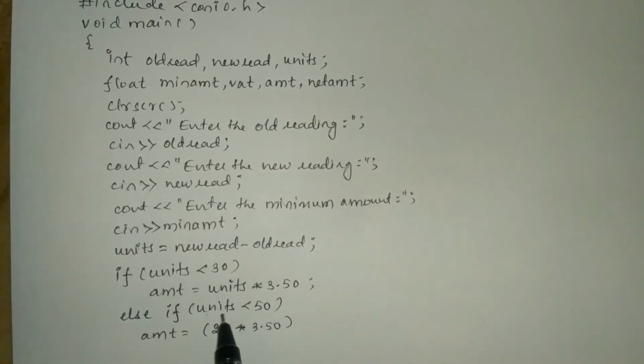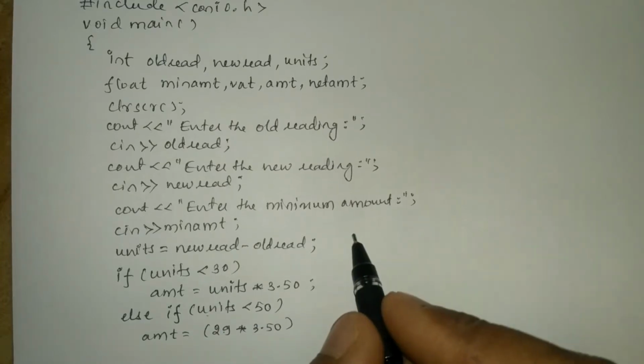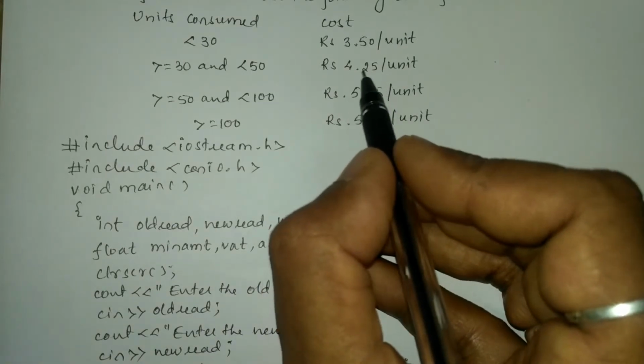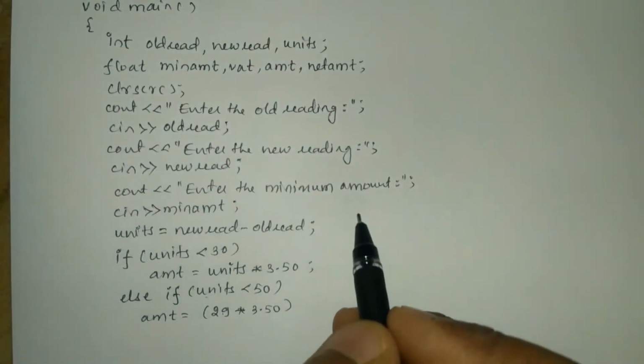So once the number of units are in between 30 and 50, then we have to calculate the first 29 units at 3.5 rupees, and then afterwards, after the 30th unit, we have to multiply 4.25 to the remaining units.